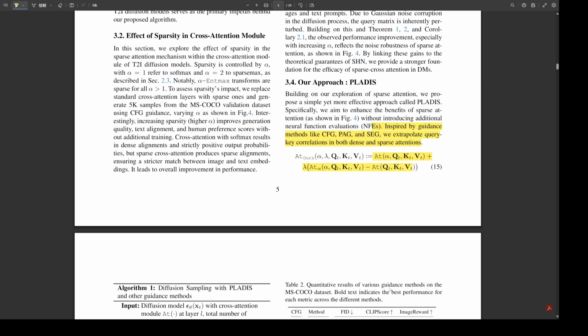But sparse attention, which PLADIS uses, is different. How so? It uses this function called entmax alpha. Okay. Yeah, and this function forces a lot of those weights to be zero. So those connections are basically ignored. Exactly. The model only focuses on the strongest weights.